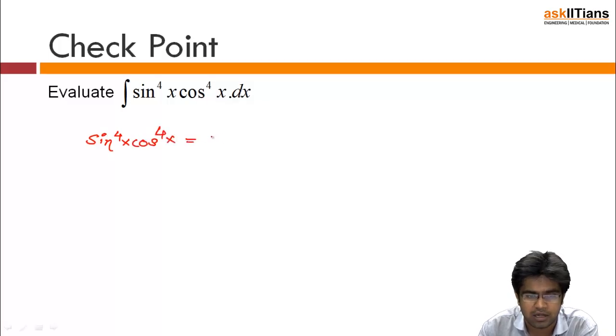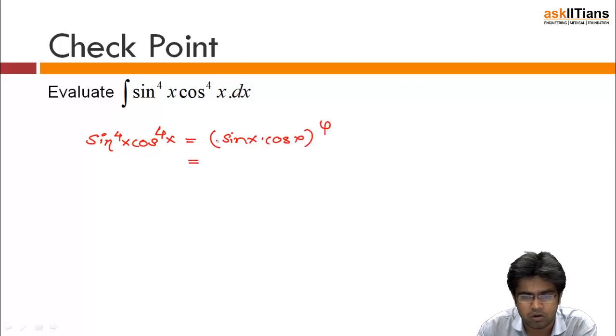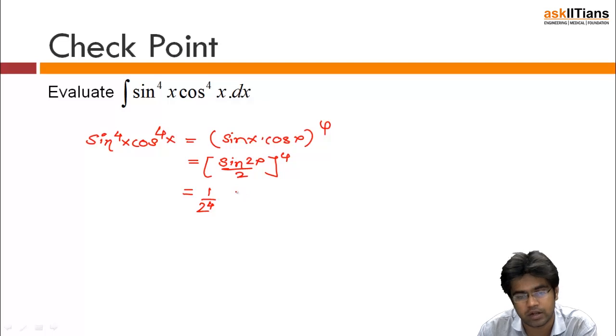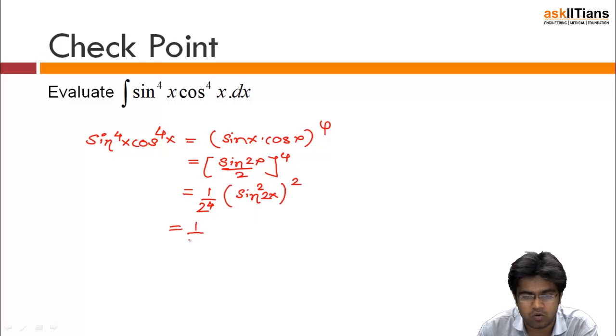This is the function. Write it as sin x into cos x to the power 4. What I am going to do is multiply and divide by 2. So this will become sin 2x by 2 to the power 4. Now look what I am going to do. 1 upon 2 to the power 4 common. Sin to the power 4x I am actually writing as sin square square x. Okay, so sin square 2x square, 1 upon 2 to the power 4.